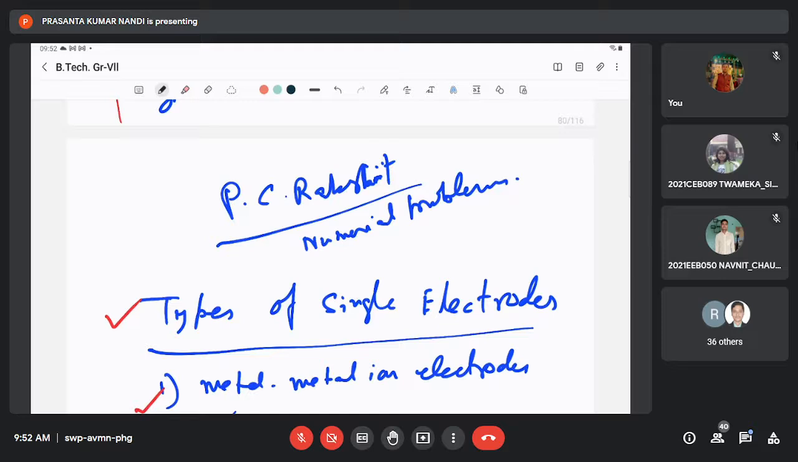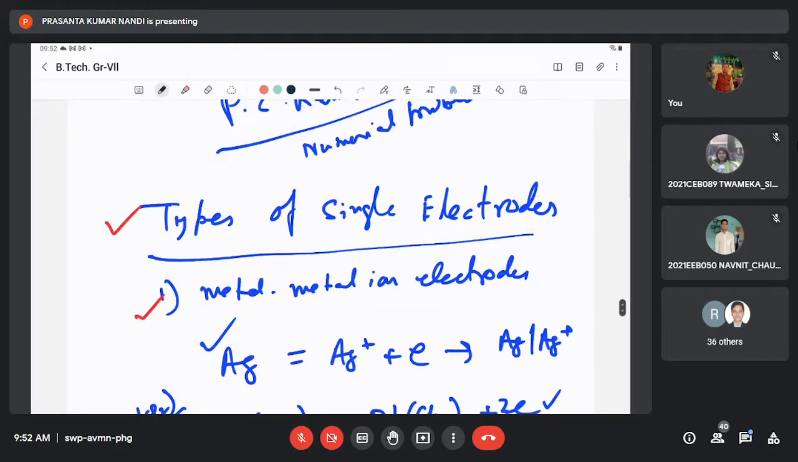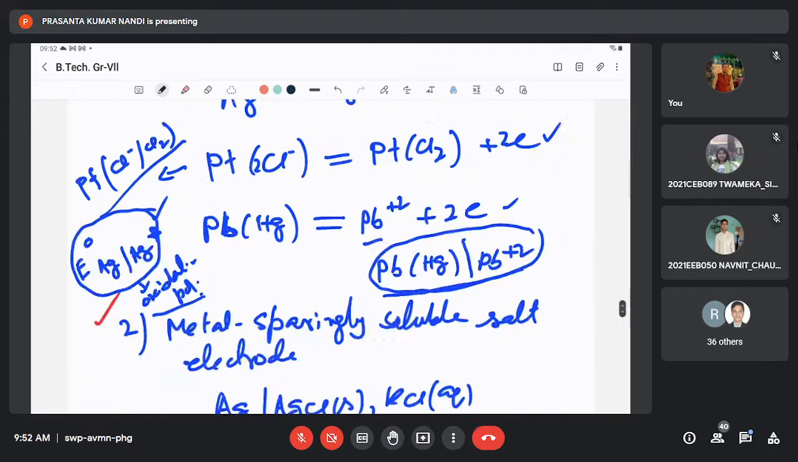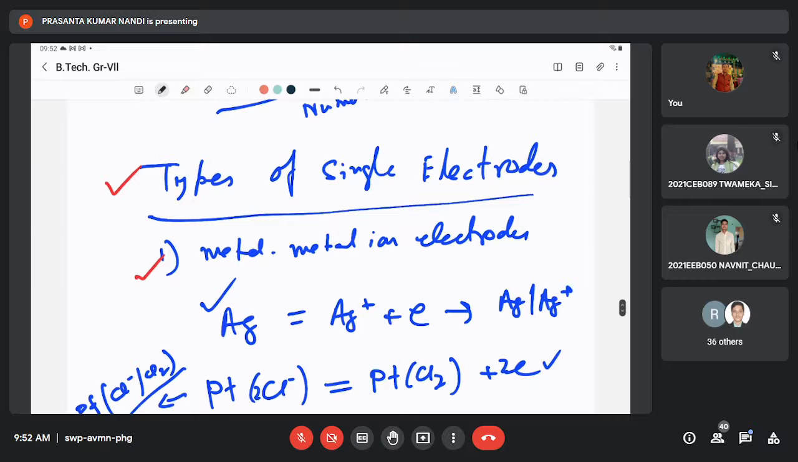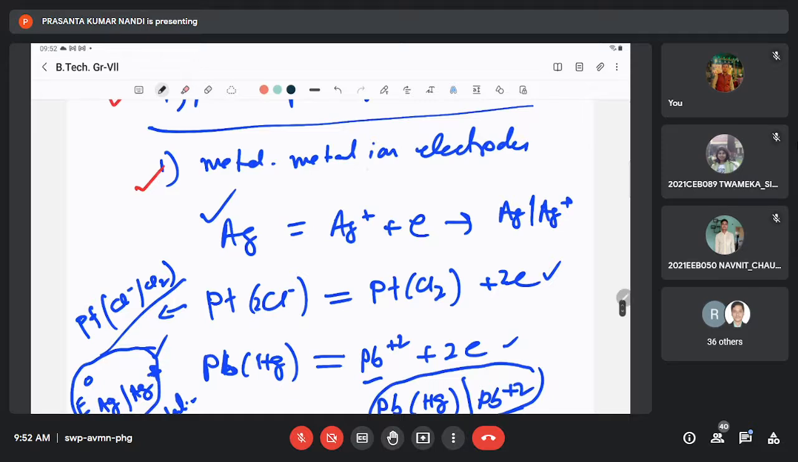And what are the types of single electrodes that we should know? I'll discuss that in short. What are the different types of electrodes? It is given in this book, or you can find it on the net. Silver, these are metal ion electrodes. I have given one example: silver passes to silver ion plus an electron. It is represented like this: silver, vertical line, silver plus.